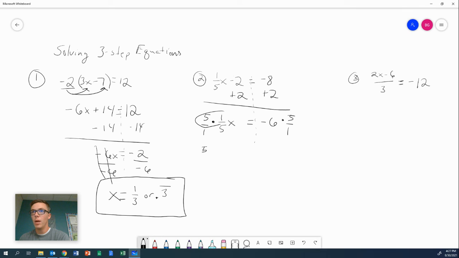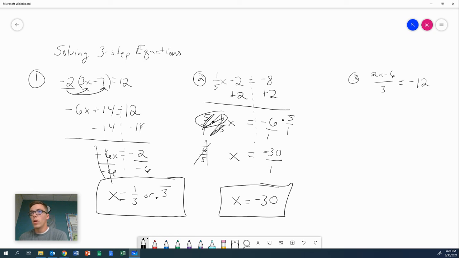Now, the 5/1 times 1/5, what is happening there? 5 times 1 on the top is 5. 1 times 5 on the bottom is 5, which 5 divided by 5 is 1. So they cancel each other out. So my fraction is now gone on the left-hand side, and I have x left. Now, when you have a 1 in the denominator, I'm going to put a 1 underneath the -6. Multiply by my numerators, so I have -6 times 5, which is -30. And then 1 times 1 is 1, which anything divided by 1 is just itself. So my answer then is -30 in this case. So x equals -30.